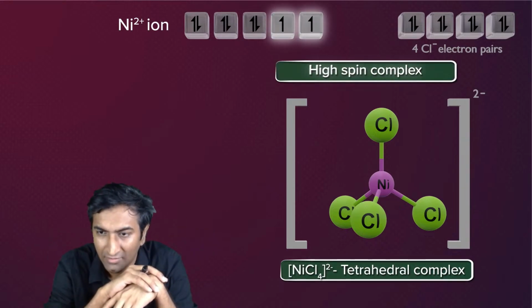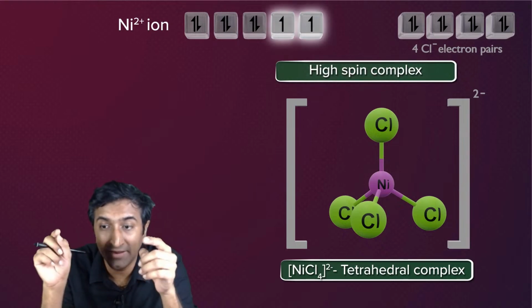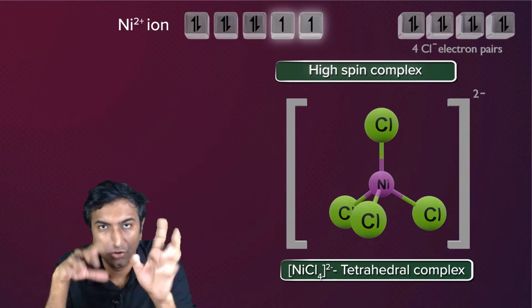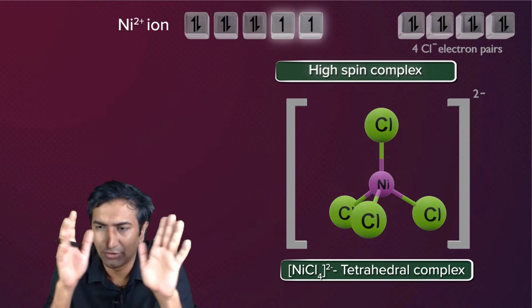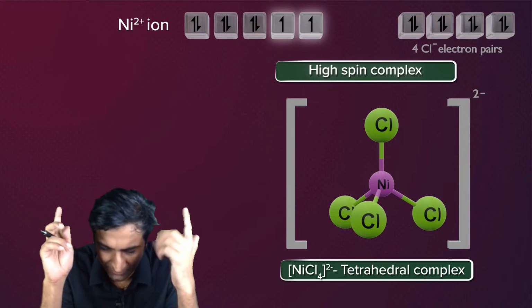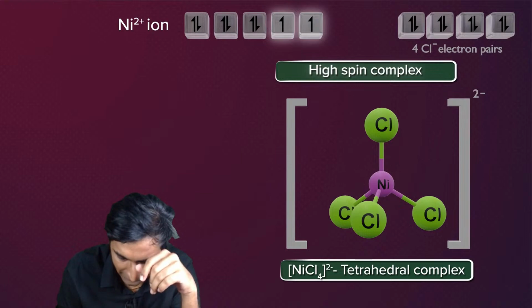Do you want to see that again? And this is called a high spin complex. Why? Because it has unpaired electrons. Low spin is something where things get paired up. We'll talk about low spin later. Do you want to see that one more time? Let's just play that one more time.